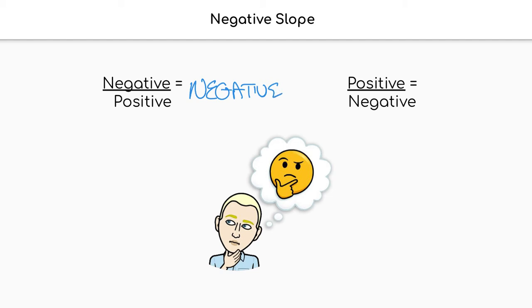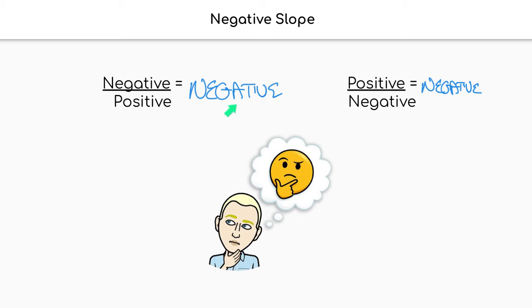And also, if we had a positive number divided by a negative number, what type of value would that give us? Well, that again would give us a negative value. And this is going to help us with graphing because we want to have a negative value.